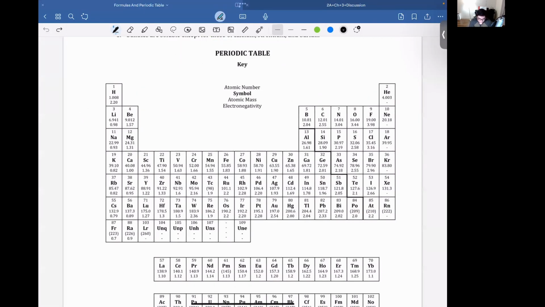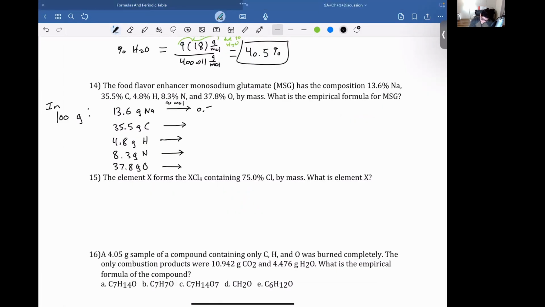So sodium, you have 13 divided by 22.99, 0.57 about. 35.5 divided by 12, 2.96. You have 4.8 divided by 1, which is 4.8. You have 8.3 divided by 14, which is about 0.59. You have 37.8 divided by 16.